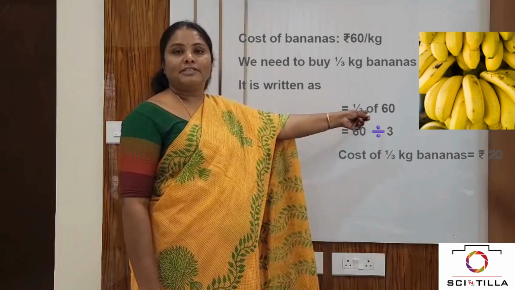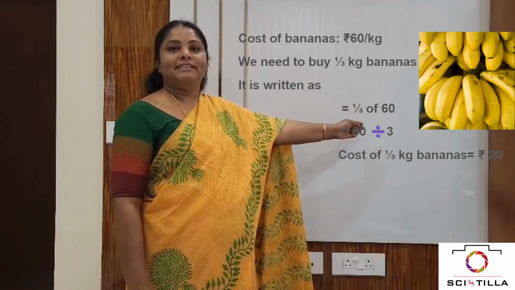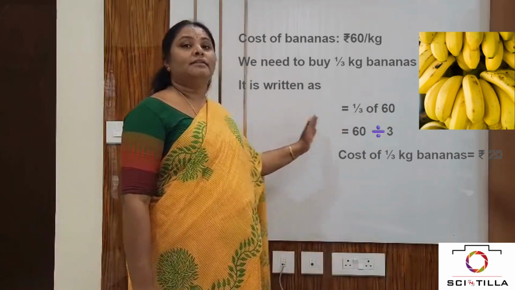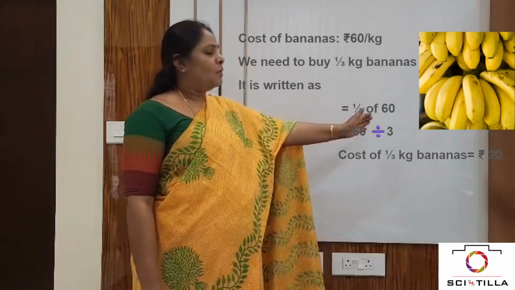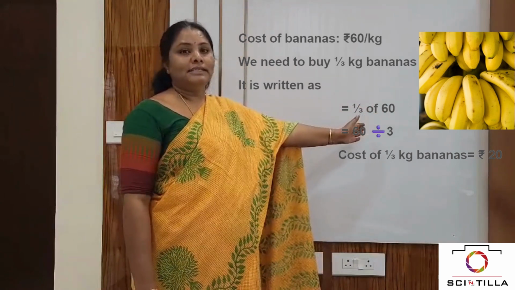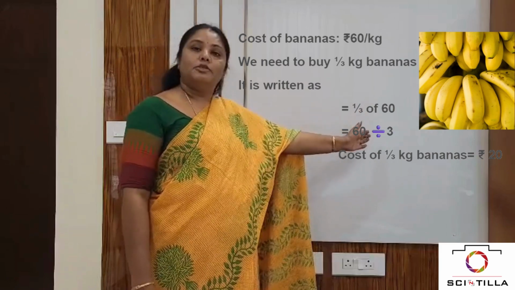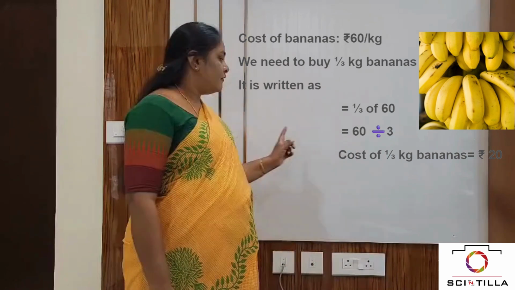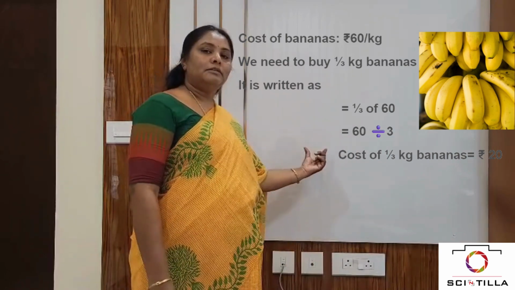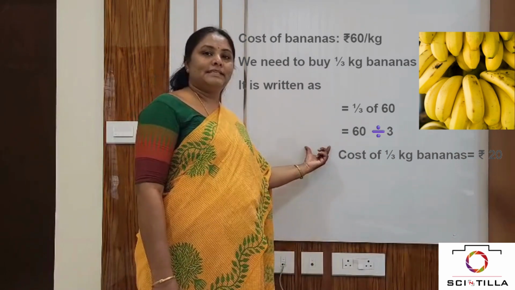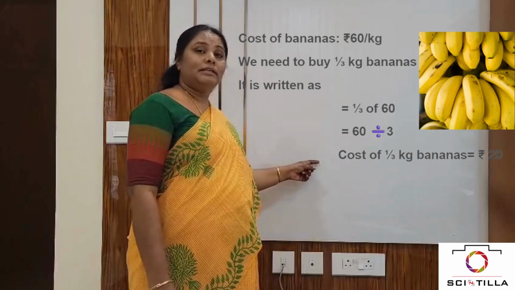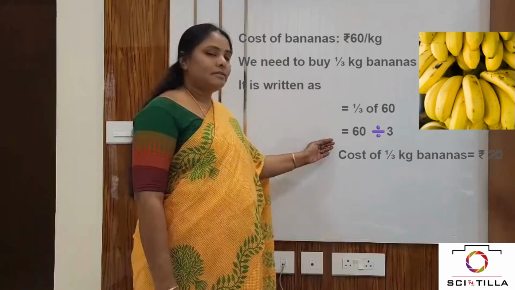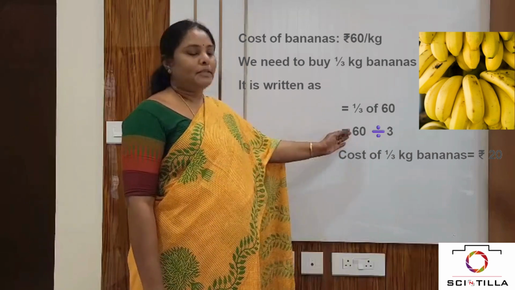What is the second thing you have to buy? Bananas. How much? 1/3 kg. How to find the cost of 1/3 kg of bananas? First you should check the cost of bananas. That is 60 rupees. So how much did your mom ask you to buy? 1/3 kg. What should we do? First, write the cost of bananas as a numerator, that is 60 upon 3. Why 3? How do we write 1/3? 1/3. Right?